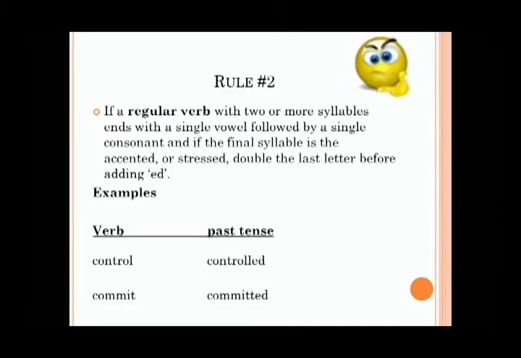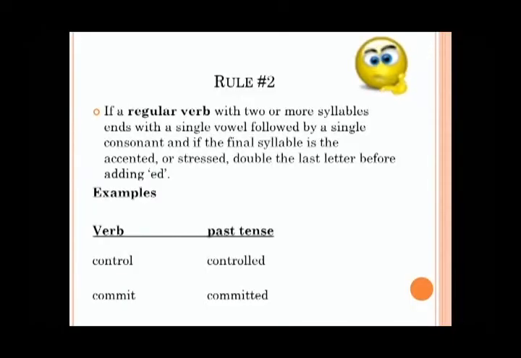Okay, boys and girls, the first rule is very easy, but you'll have to listen more attentively so that you learn the second rule. Are you ready? I am. Let's go. Rule number 2. If a regular verb with two or more syllables ends with a single vowel followed by a single consonant, and if the final syllable is the accented or stressed, double the last letter before adding ED. Did you get that? Let's look at the examples.